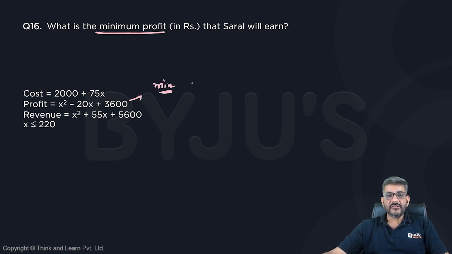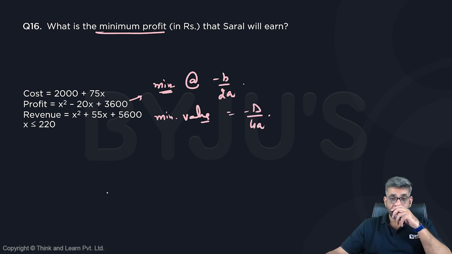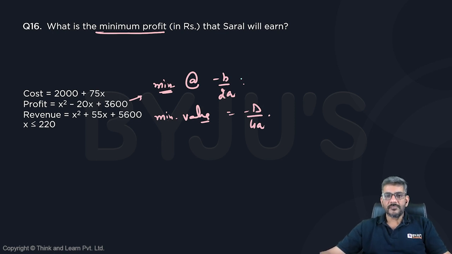A quadratic equation is minimized at minus b by 2a, right? It is minimized at minus b by 2a, and the minimum value is given by minus d by 4a, where d is discriminant. So either straight away calculate minus d by 4a, that is your answer, or you can calculate minus b by 2a and put it into the equation. So what is minus b by 2a? It is minus of minus 20 divided by 2 into 1, because b is minus 20, a is 1.